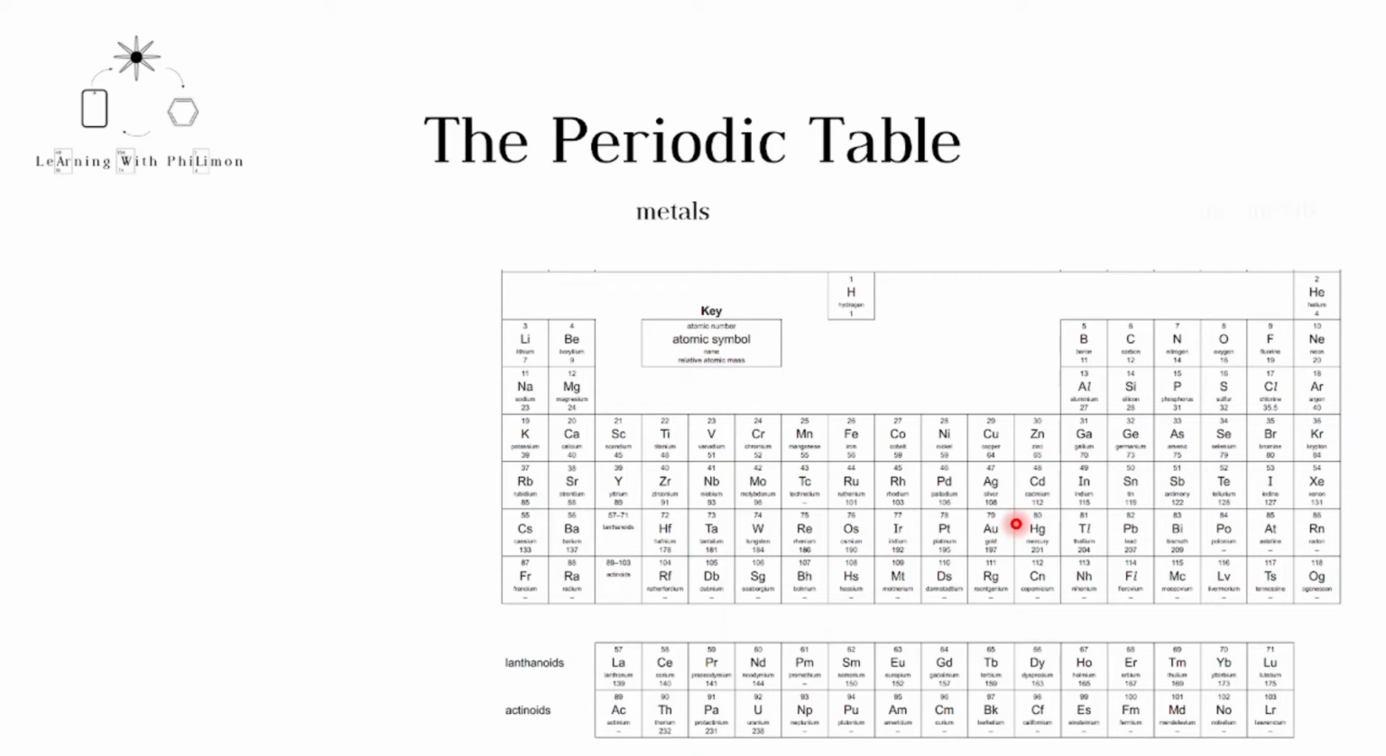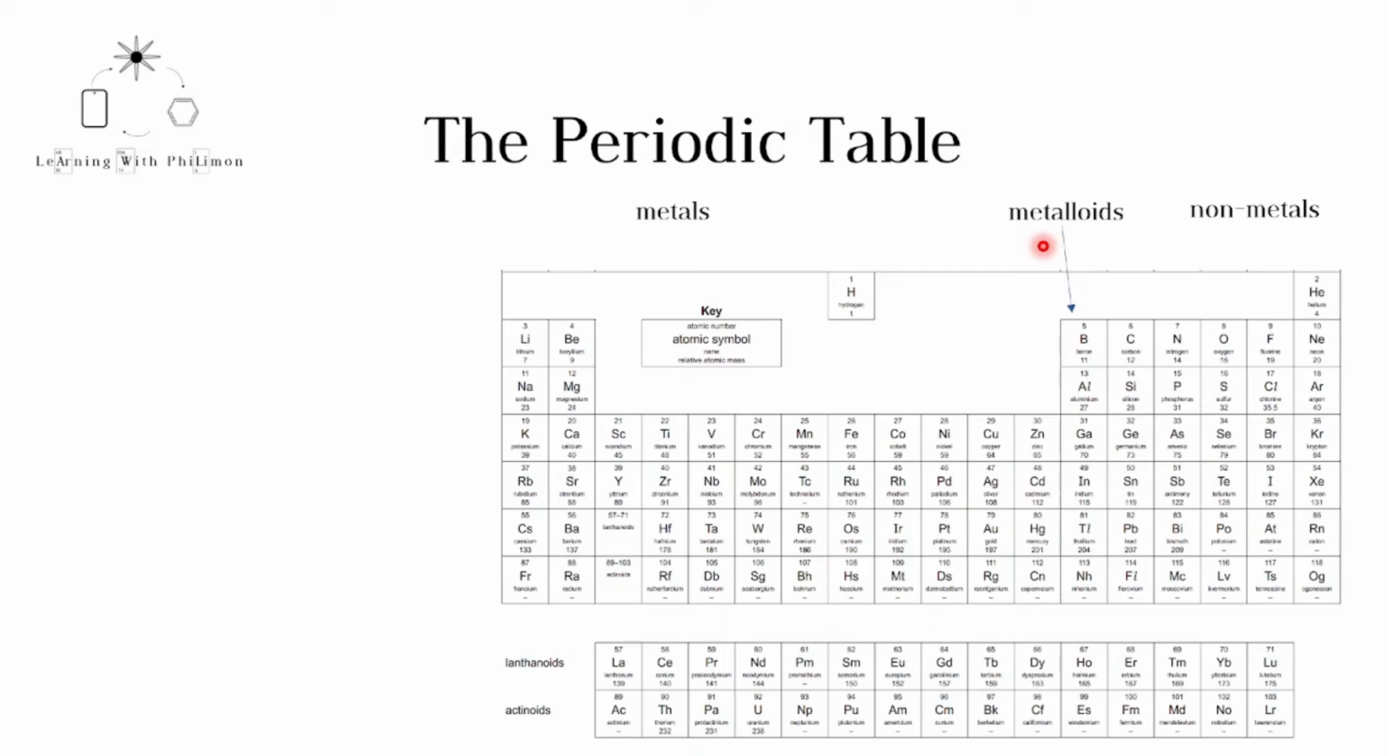Nonmetals are found on the right-hand side of the periodic table. Pause the video and see if you can find a nonmetal that you recognize. You could have chosen an element such as carbon, oxygen, chlorine, or neon. Metalloids have properties of both metals and nonmetals, and are found in between.